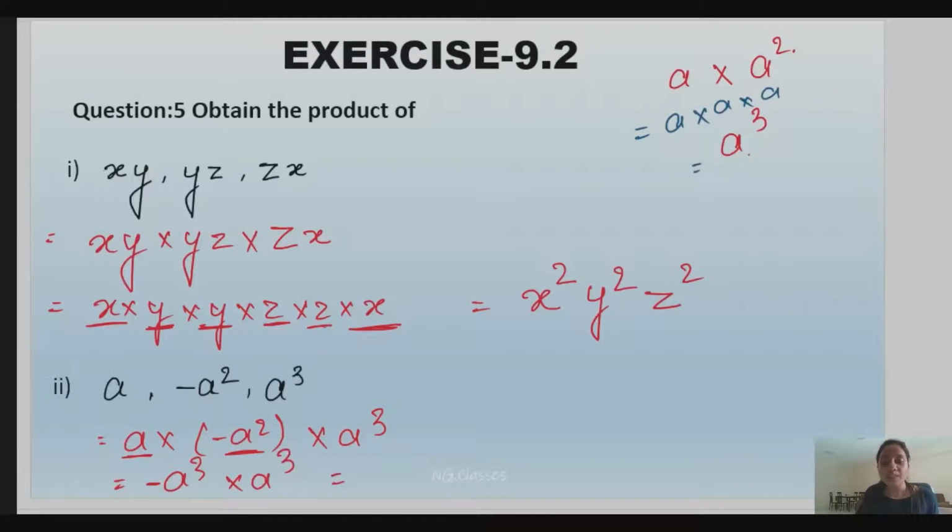Now do the multiplication. Already a power 3, then again a power 3. Then this 3 and this 3, total will be 6. Okay. So total number of times a will repeat itself, it's a power 6. And we are doing the multiplication between a negative term and a positive term. It will be minus. So my answer is minus a to the power 6.